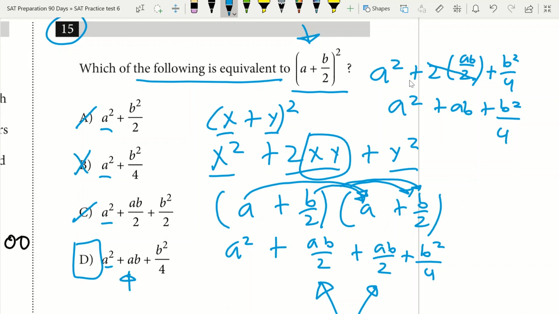And you wouldn't even have to write anything because you have that memorized. So what I'm recommending you do is memorize that sum of perfect squares rule. And if you do that, it's going to save you a lot of time on the SAT math section.